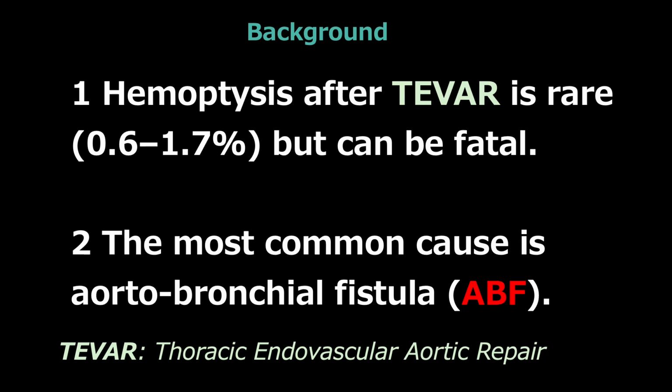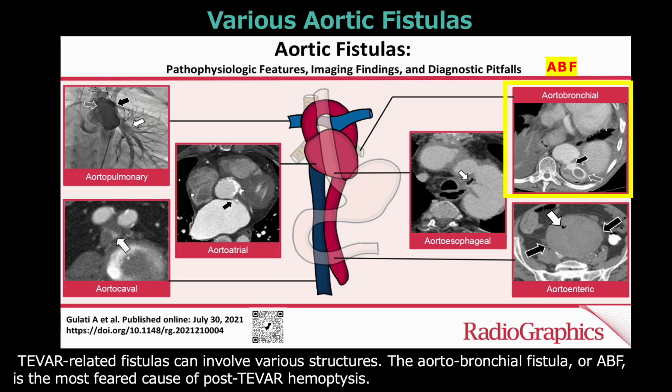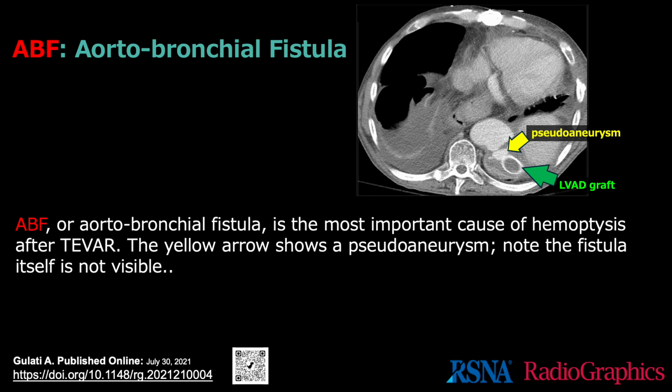Hemoptysis after TEVAR is rare but can be fatal. The most common cause is aortobronchial fistula, or ABF. TEVAR-related fistulas can involve various structures. The aortobronchial fistula is the most severe and most important cause of post-TEVAR hemoptysis. The yellow arrow shows a short aneurysm.